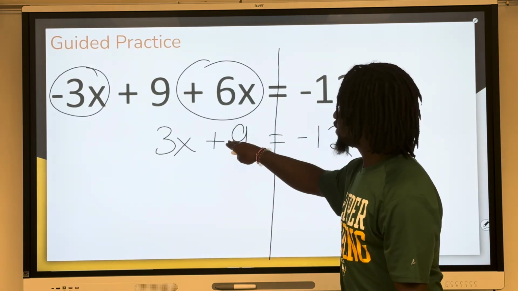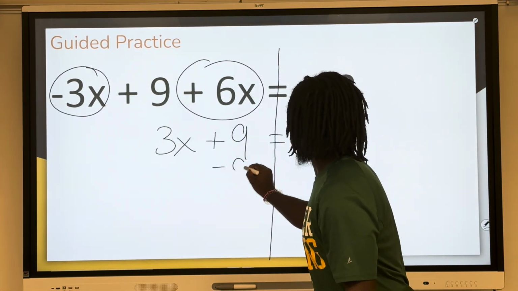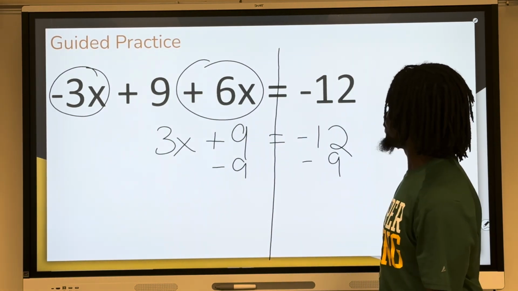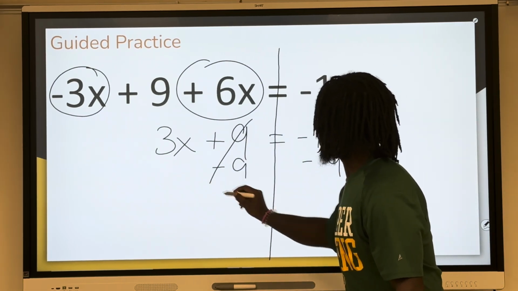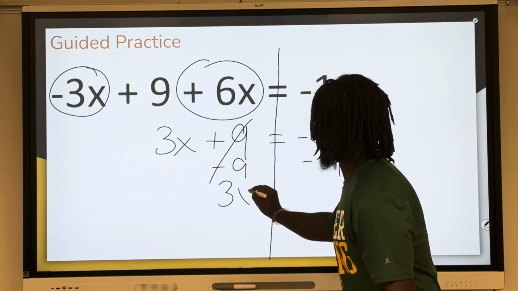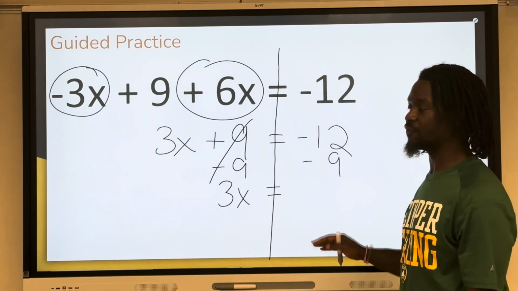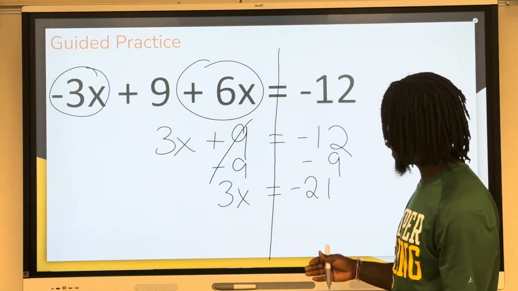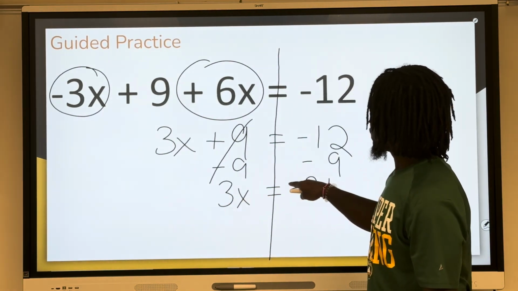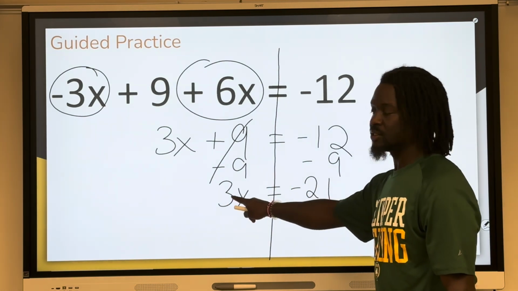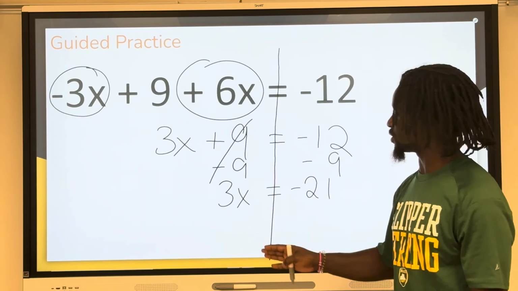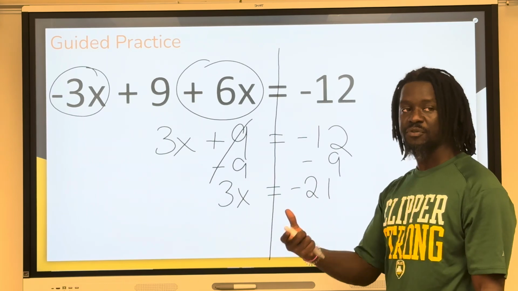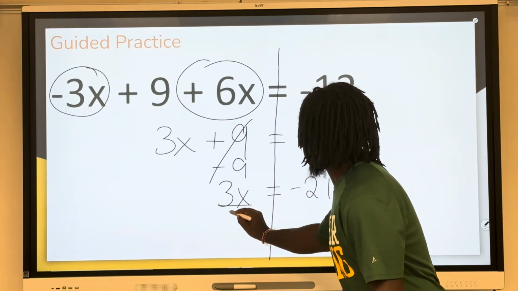So the inverse of plus 9 is minus 9. And whatever I do to the left side here, I have to do to the right side. The 9s are going to cancel out, leaving me with 3x equals negative 12 minus 9, and that is going to give me a negative 21. So now I have this 3x equals negative 21. The 3 and the x is multiplication. So this says 3 times x. So the inverse operation of 3 times x is to divide by 3.